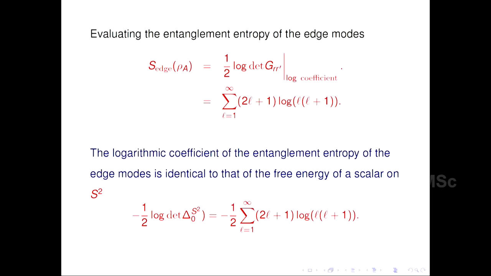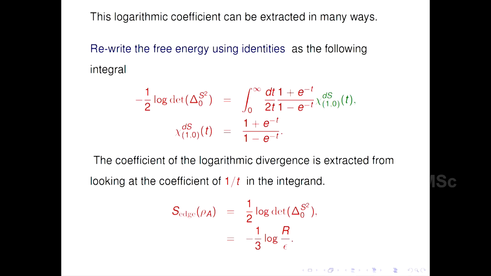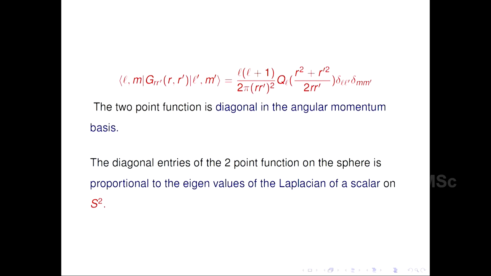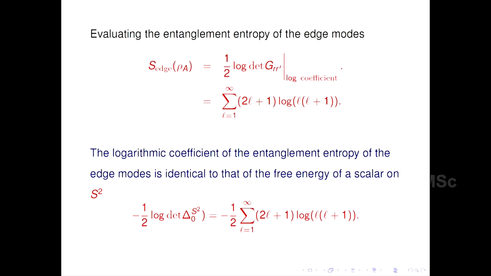And here it is. So it's basically 2L plus 1 into log of L into L plus 1. You can see that that's the structure which comes in, and the degeneracy is 2L plus 1. So that's the way it is. And by looking at it, you see that the determinant of this edge mode contribution, or the entropy of the edge mode contribution, is basically the determinant of a scalar Laplacian. And that's the one here.